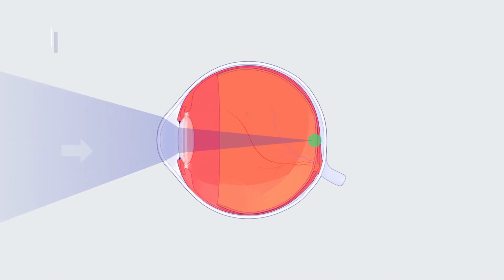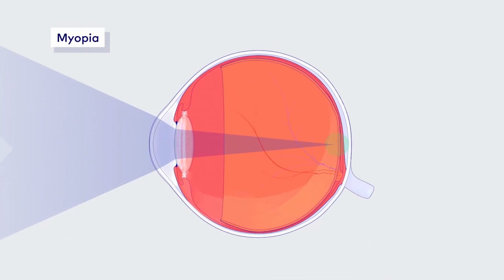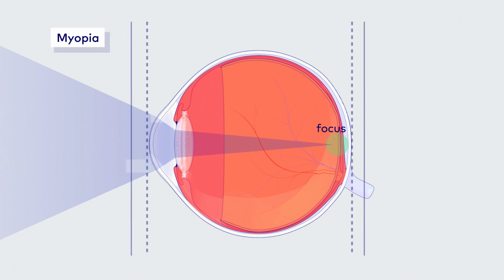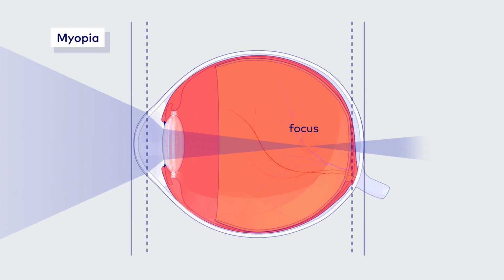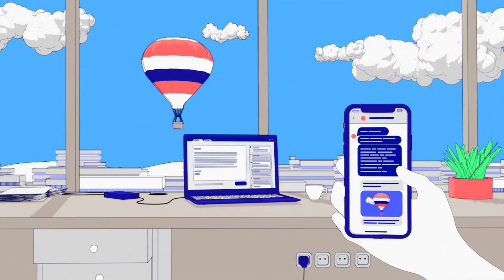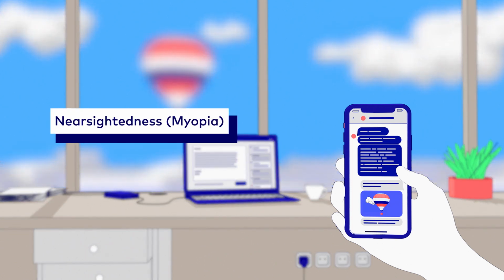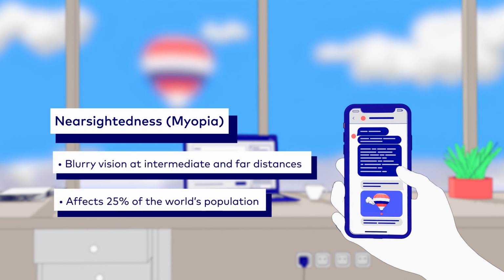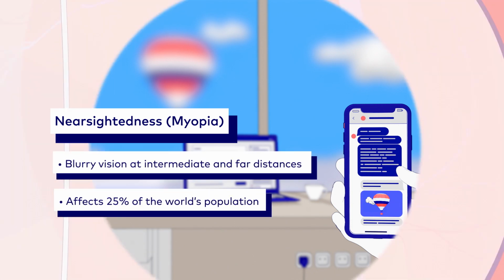Due to a combination of genetic and environmental factors, the eyeball can grow to various lengths. When it grows too long, light is focused in front of the retina. This condition is called myopia, more commonly known as nearsightedness. It allows one to see nearby objects, but causes blurry vision for objects far away. An estimated 25% of the world's population can be diagnosed as myopic.